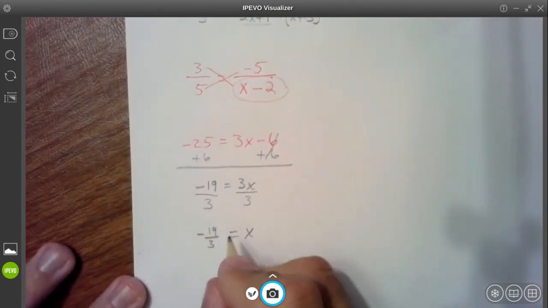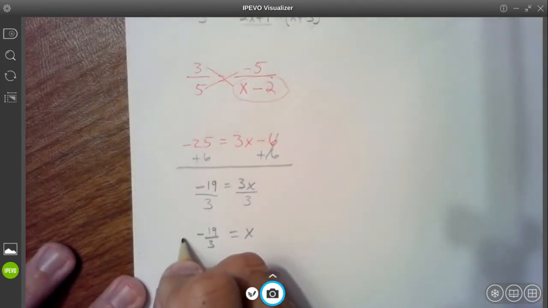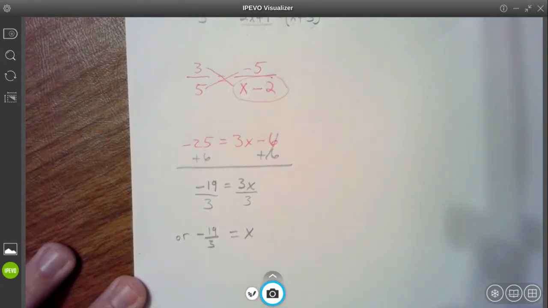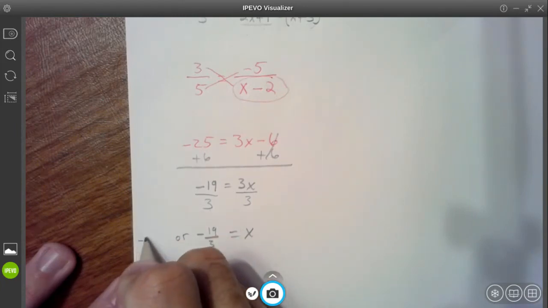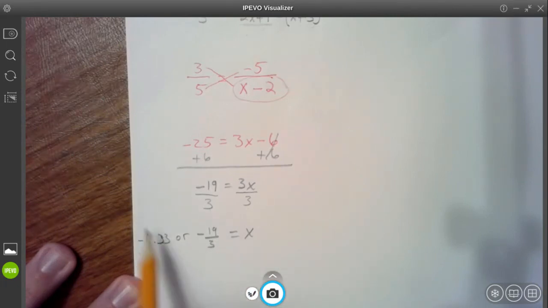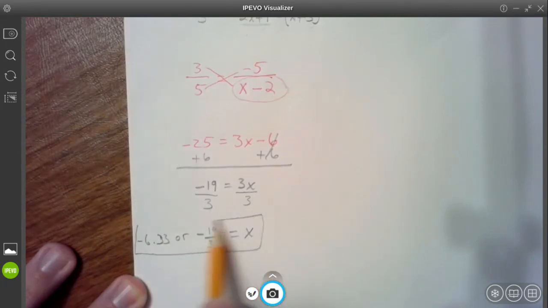If you want it as a decimal, I guess, what would that be? Negative 6.33 repeating, as a decimal. Okay.